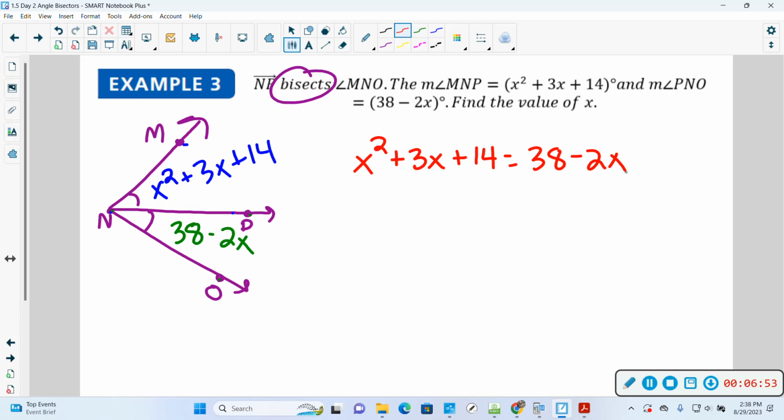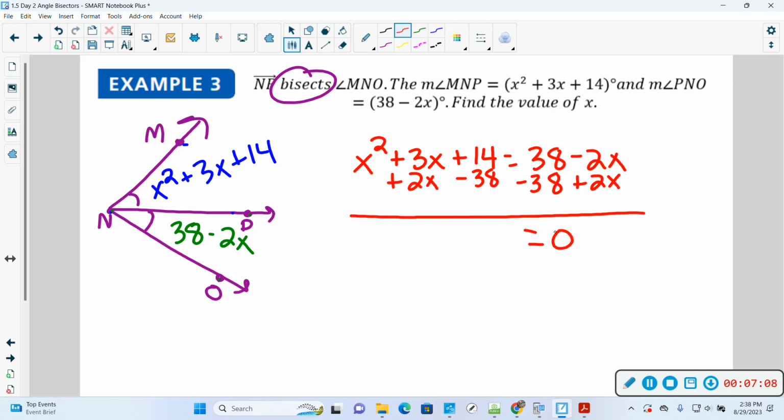Now, there's less numbers on the right, so I'm going to get rid of these guys. I'm going to subtract 38. We'll total that in a sec. Let's go ahead and add the 2x also while we're in it. All right, 0 on the right. So my x squared, 3x, 2x, I'm going to combine it. 14 minus 38. Now, that's nice and easy to factor. What multiplies to negative 24 and adds to 5? Negative 3 and 8.